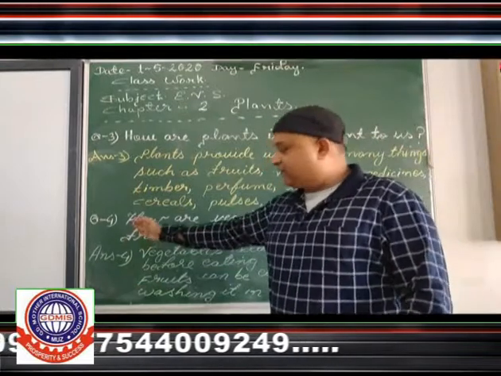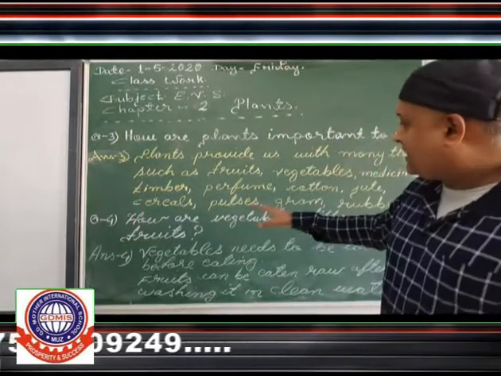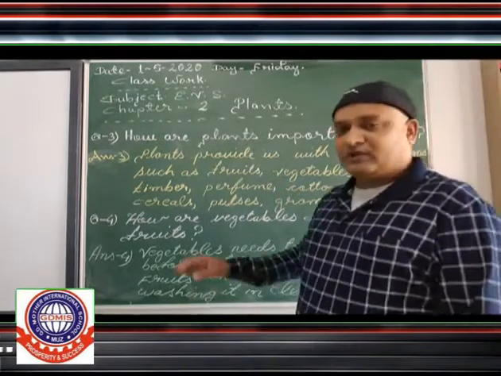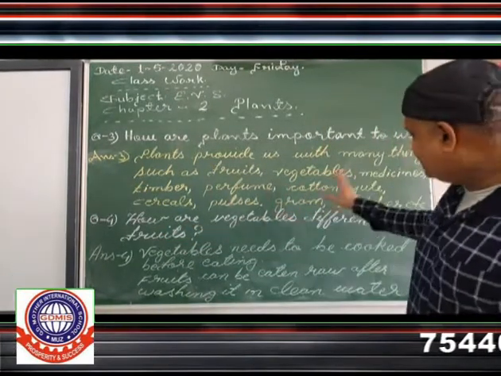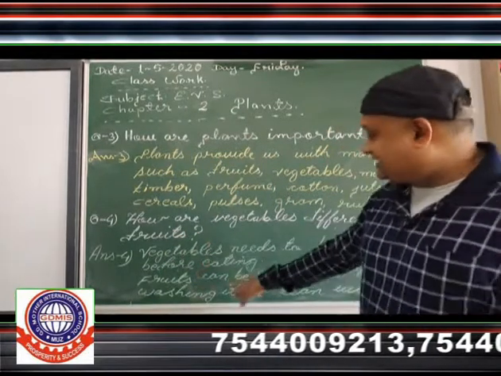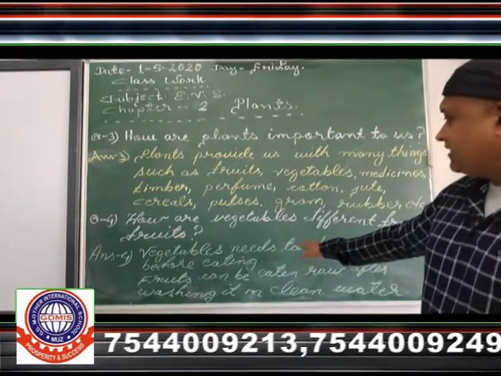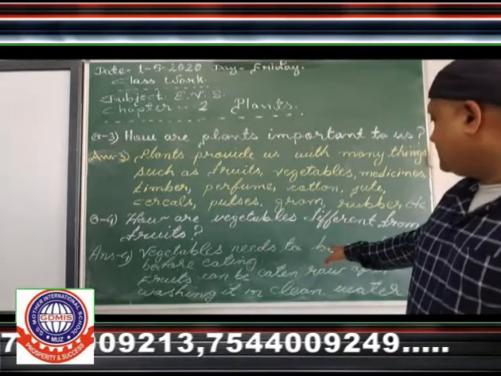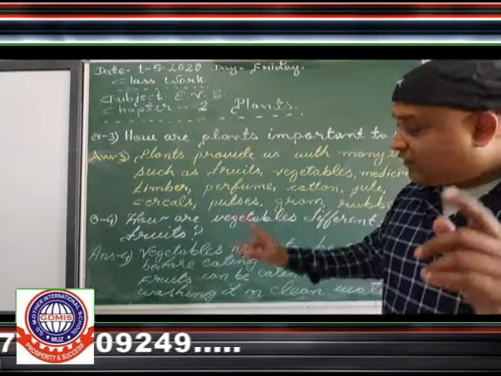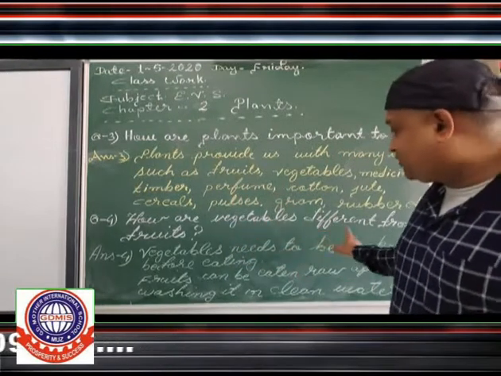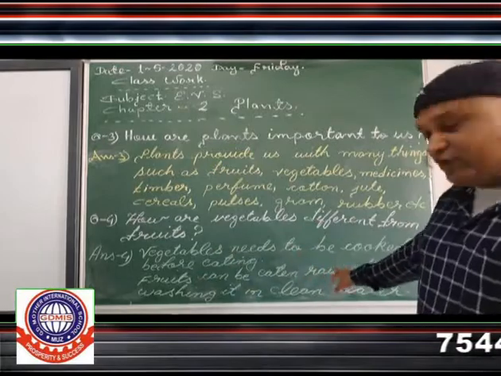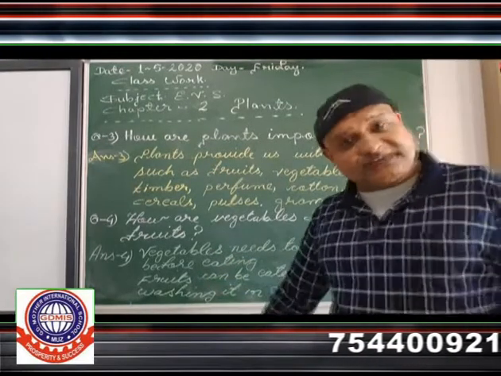Moving on to question number 4. How are vegetables different from fruits? Again I repeat, how are vegetables different from fruits? The answer is, vegetables need to be cooked before eating. Pay attention, vegetables need to be cooked before eating. Fruits can be eaten raw after washing them in clean water.